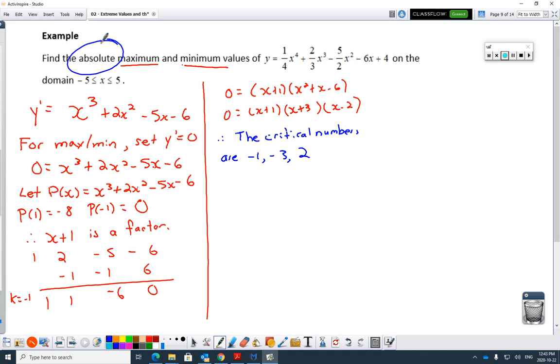So what I'm going to do is I'm actually going to build a table, but it's a table of values. So for absolute max and min questions, you don't need to go through that other procedure. You can if you want. All you need here is who wins? Who's the highest? Is it -1? Is it -3? Is it 2? But there's 2 other x values in the playoffs. There's these 3.